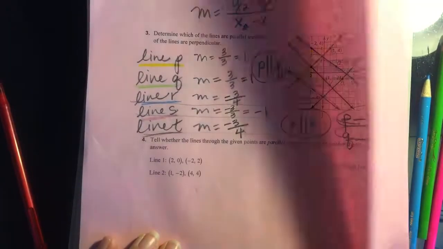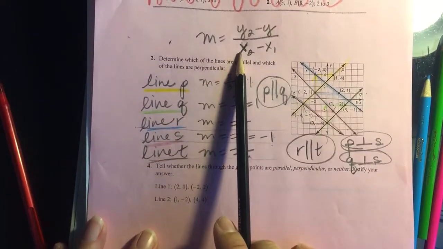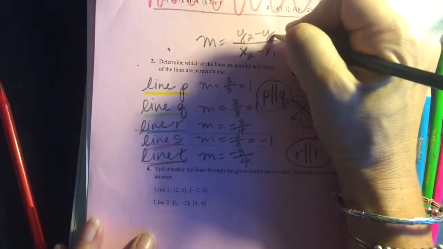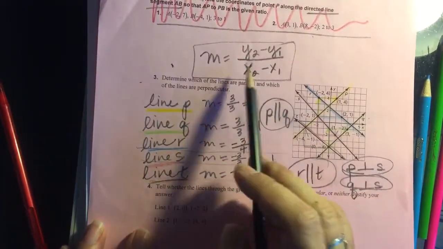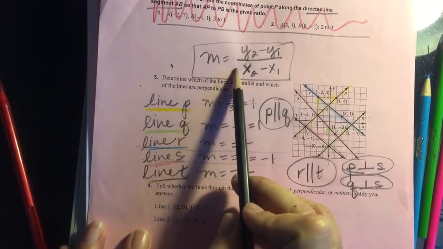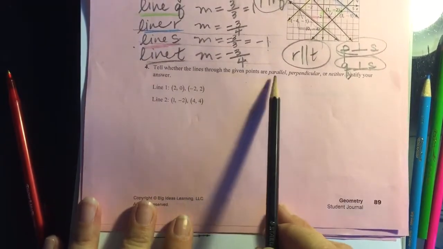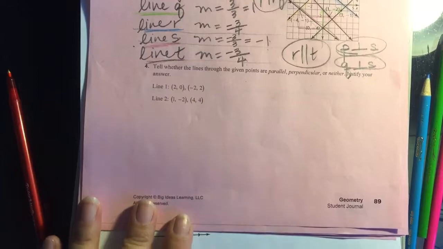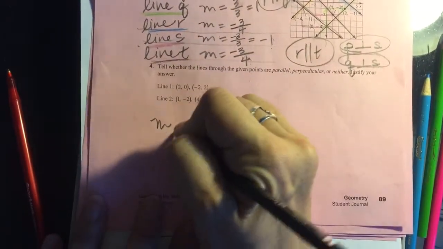Now, moving to number 4, we're going to have to use our slope formula. Y2 minus Y, oops, I don't have a Y1 right there. Did you write it down up here? Because I'm going to slide my paper. We're going to have to calculate using the slope formula because the question says tell whether the lines are parallel, perpendicular, or neither and justify your answer. Well, the only way you can justify your answer is by showing slope.